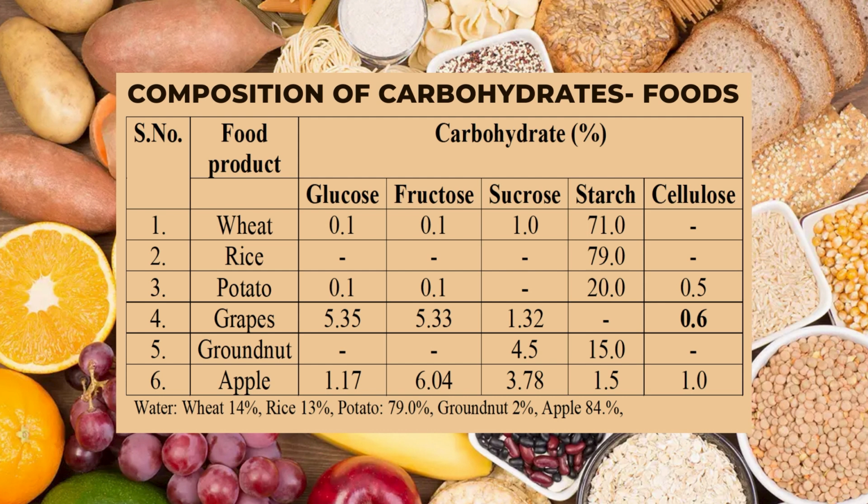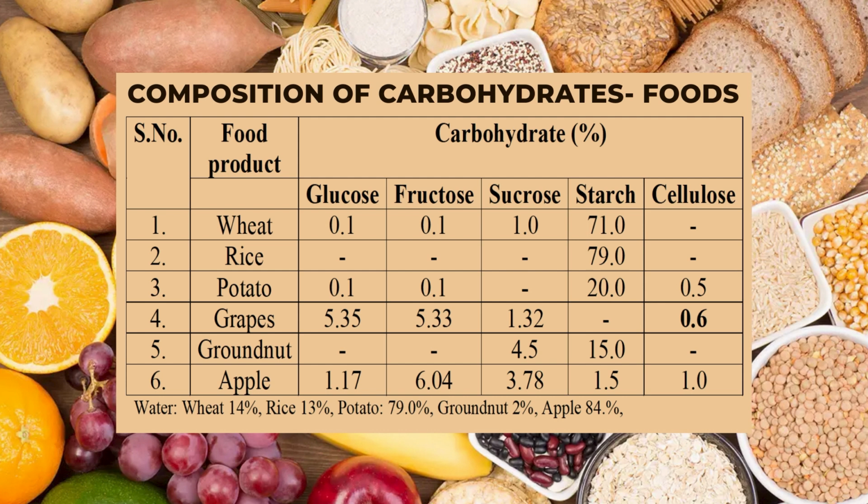Potato has starch around 20% and cellulose 0.5%. You can see grapes have glucose 5 and fructose around 5, so that is why they are sweet. Apple has fructose 6% and sucrose 3%. So, these are the percentages of different carbohydrate components in food. The water percentage, given outside the slide, is: wheat around 14%, rice 13% water, potato around 79%, groundnut 2%. So, this is the range.